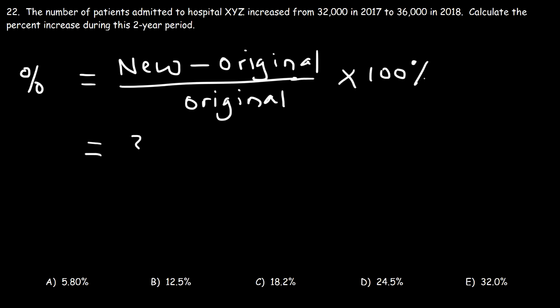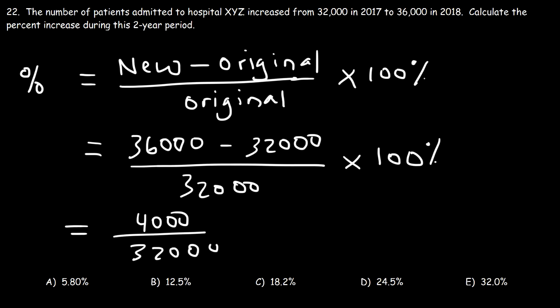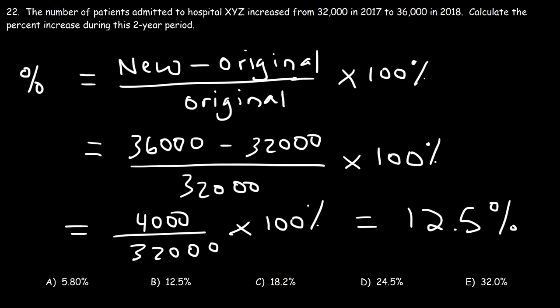So the new value is 36,000. The original value is 32,000. So if we subtract 36,000 by 32,000, that's going to give us 4,000. Now 4,000 divided by 32,000, that's 0.125. If you multiply that by 100, this will give you 12.5%. So that's the percent change, and because the percent change is positive and not negative, this is a percent increase, which means B is the right answer.